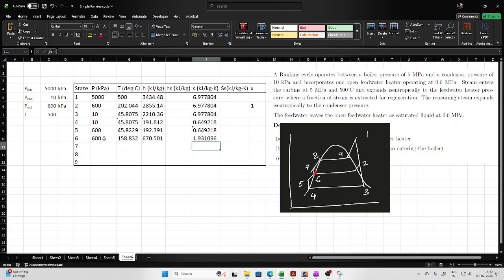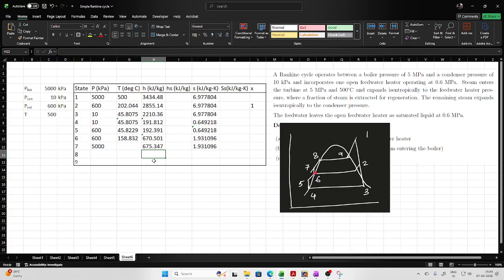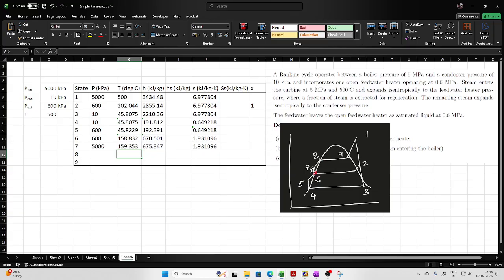Now point number 6 and point number 7, this is the pump. So the entropy at point number 7 should be the same as 6. The pressure at point number 7 is nothing but boiler pressure. So this is going to be the boiler pressure. Once this is done, then you can evaluate the enthalpy here. So enthalpy based on pressure and entropy for water. This is the pressure and this is the entropy. That's it. Now comes the temperature. So this is temperature based on pressure and entropy for water. This is pressure. This is entropy. Done. So point number 7 is also over.